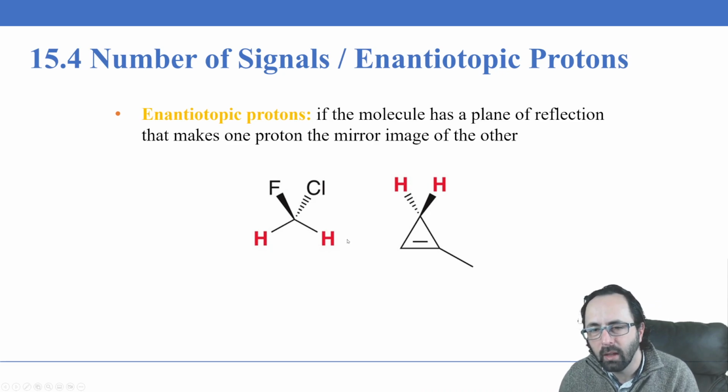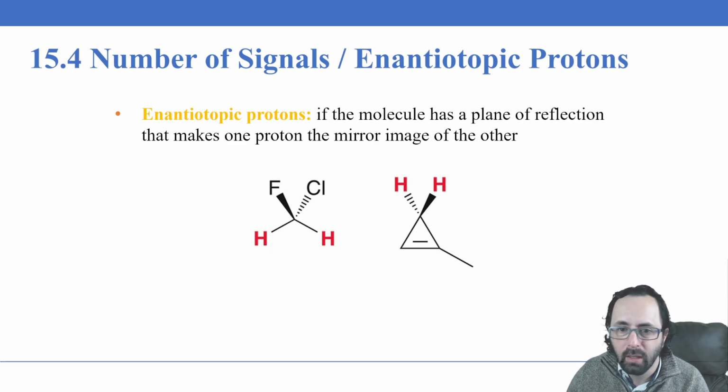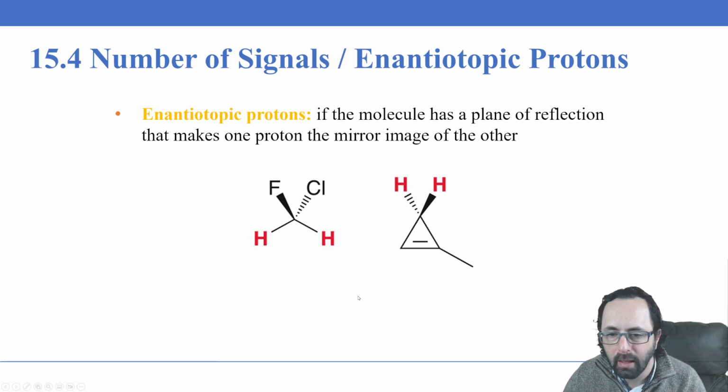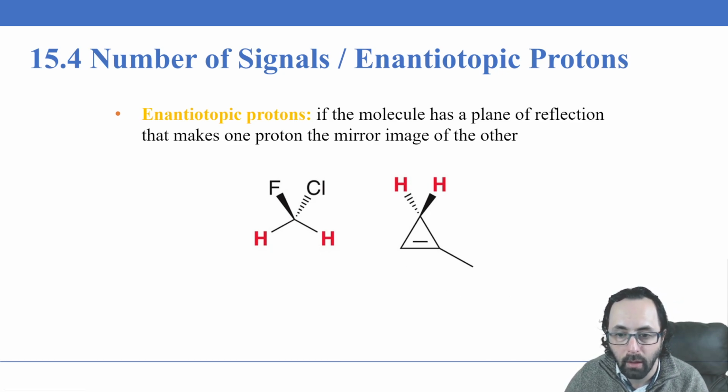The other type of chemically equivalent protons are those that are enantiotopic. If the molecule has a plane of reflection, it will make one proton the mirror image of the other. So this would be if you have a proton that, if you replace it, you will get one enantiomer, and there will be another enantiomer as well. Essentially you will have the mirror image of one another. And these are both examples of enantiotopic ones.